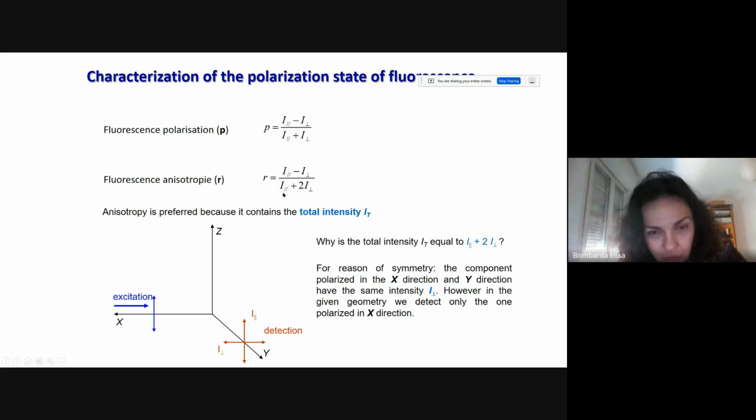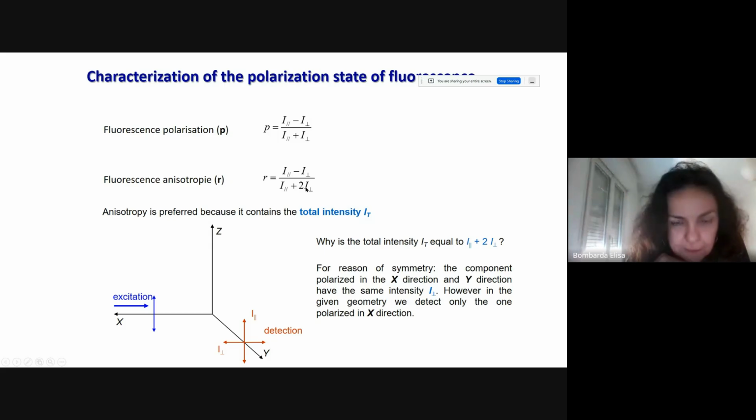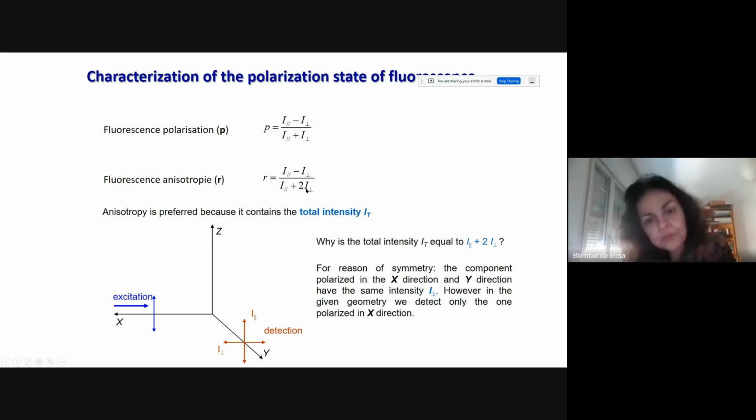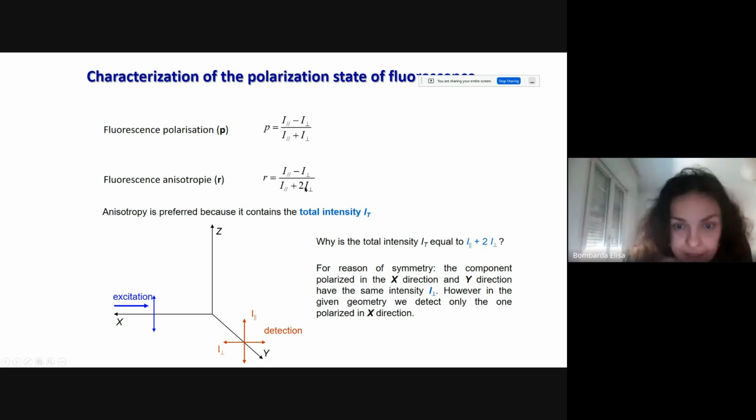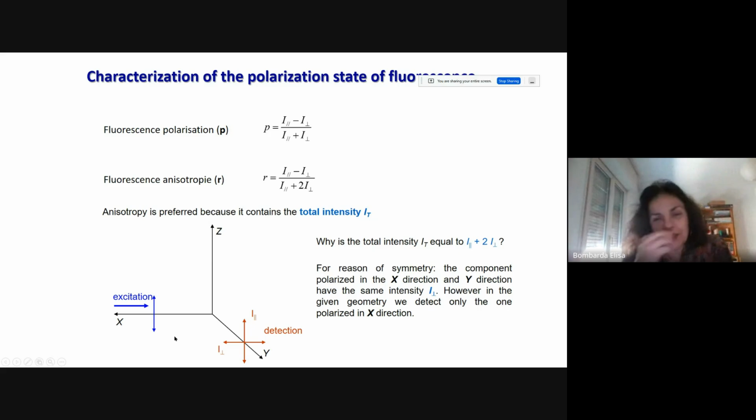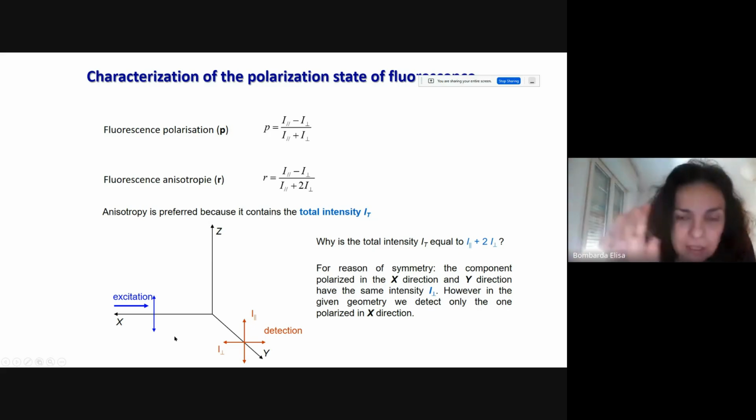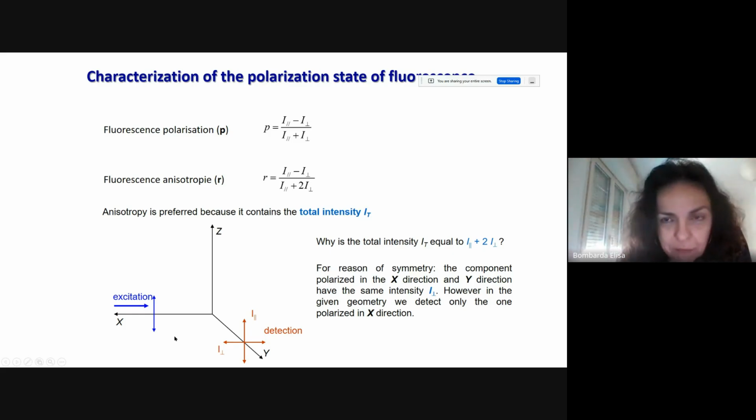So practically, in the total intensity, we have the component that is parallel, the zeta component in this case, and the x and the y component, which are the same because they are both perpendicular to the excitation. Okay, so the fact that fluorescence anisotropy is defined in that way simplifies largely the equation in which it is used.